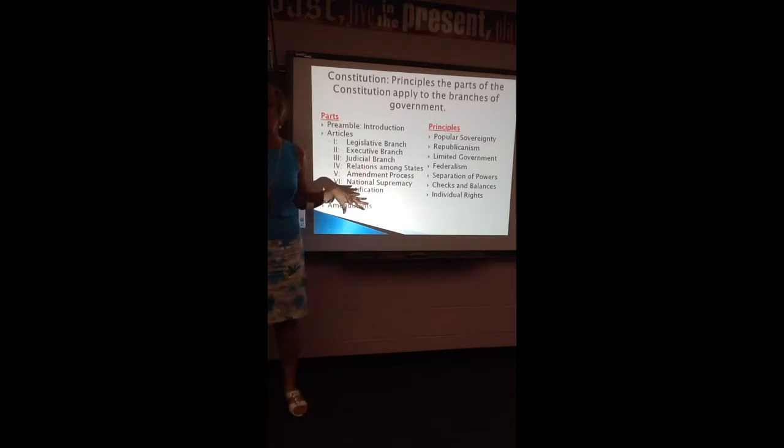So this is the skeleton. Like in our body, our bones hold up our whole body and let the individual parts work. That is what this is. This is the skeleton, what basically set up the government. And then under each of these, the different branches all start working on their own.